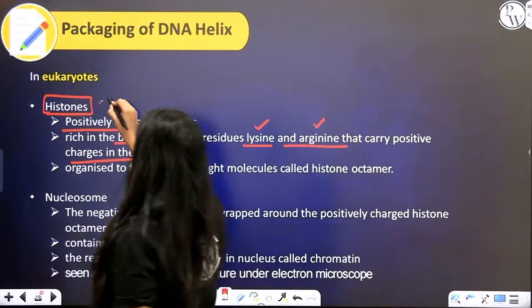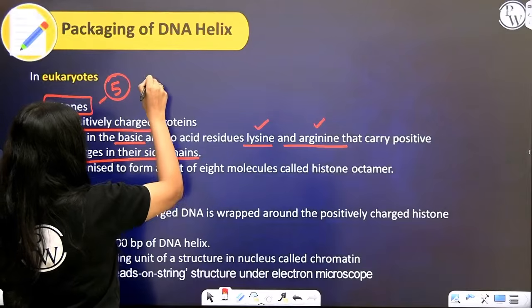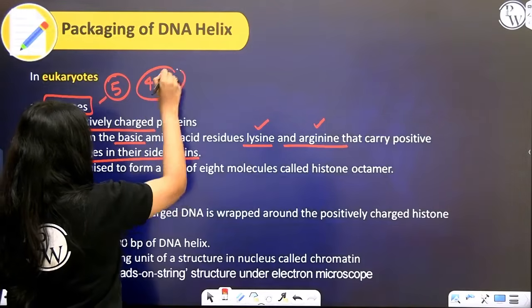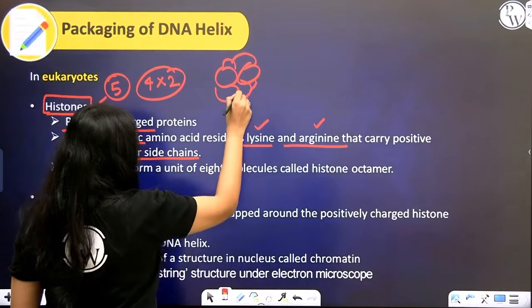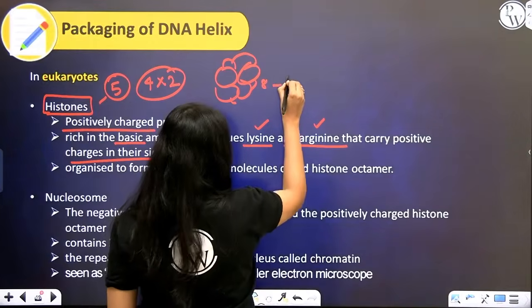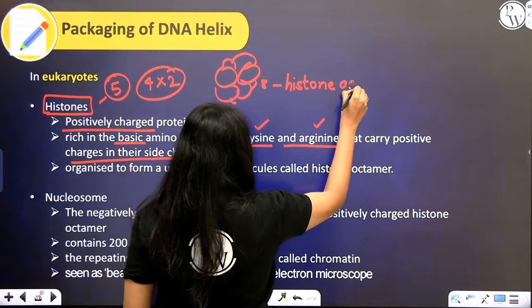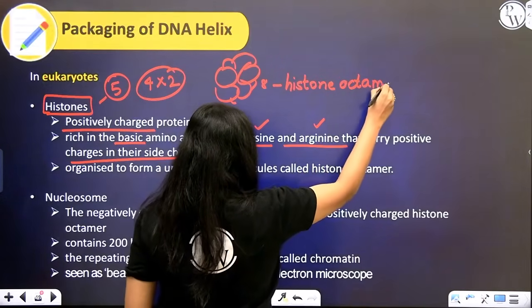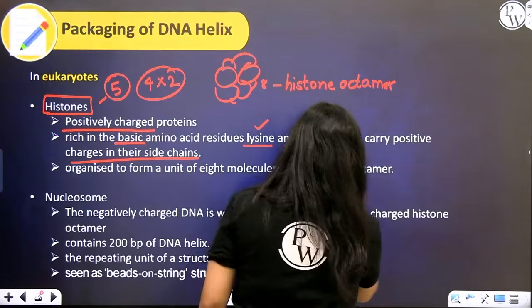There are 5 such histone proteins. You don't have to worry about them. 4 of them in multiples of 2 will form a structure. They will come together, 8 of them, and form a structure called a histone octamer. Octa means 8. So it's called the histone octamer.